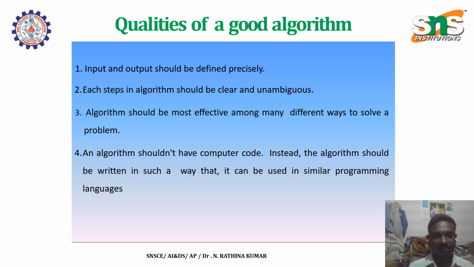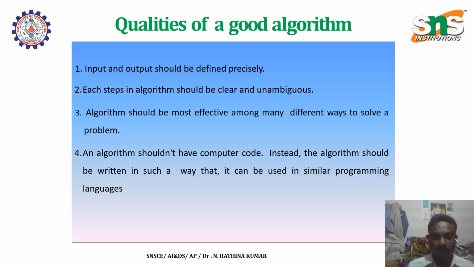In the next slide, we are going to see the qualities of a good algorithm. We have n number of qualities that are needed, but these four are essential for a good algorithm. First, the input and output should be defined precisely. The second important quality is that each step in the algorithm should be clear and unambiguous.